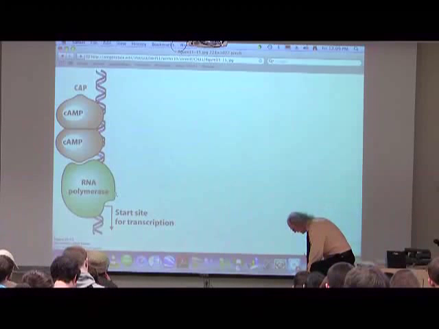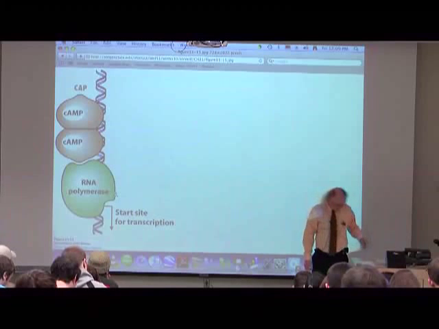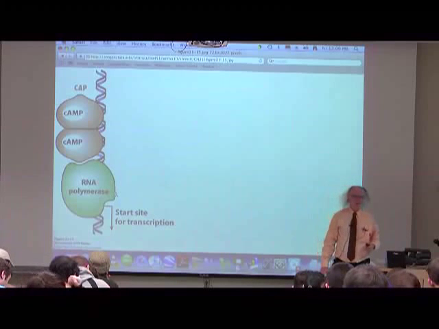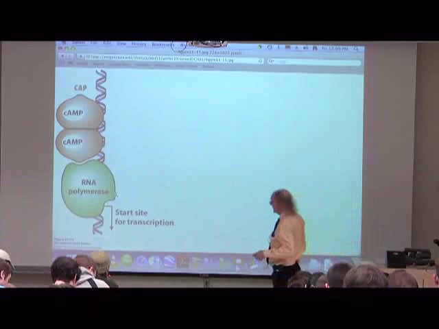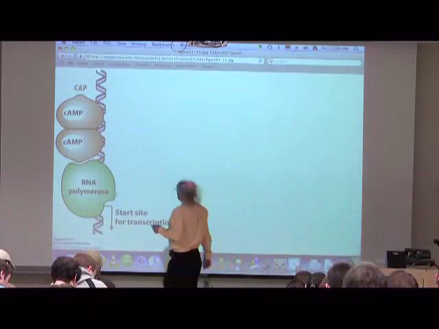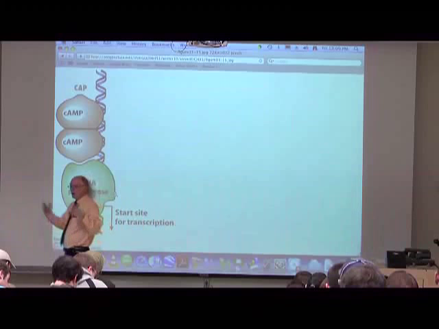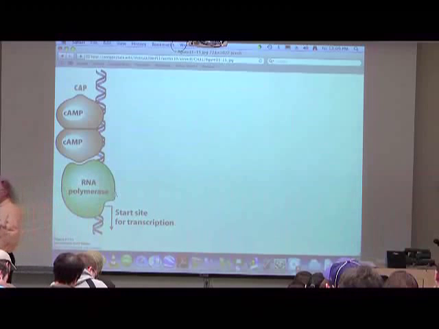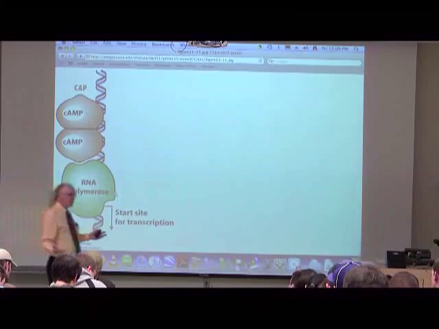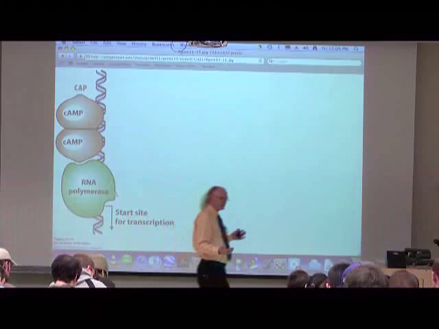As I said, CAP is bound most of the time, because the cell almost always has at least a little bit of cyclic AMP in it. Well, the question then is, we've got a protein that positively affects transcription, and we've got a protein that negatively affects transcription, that being the Lac repressor. If we have them both bound, which one wins? What do you suppose?